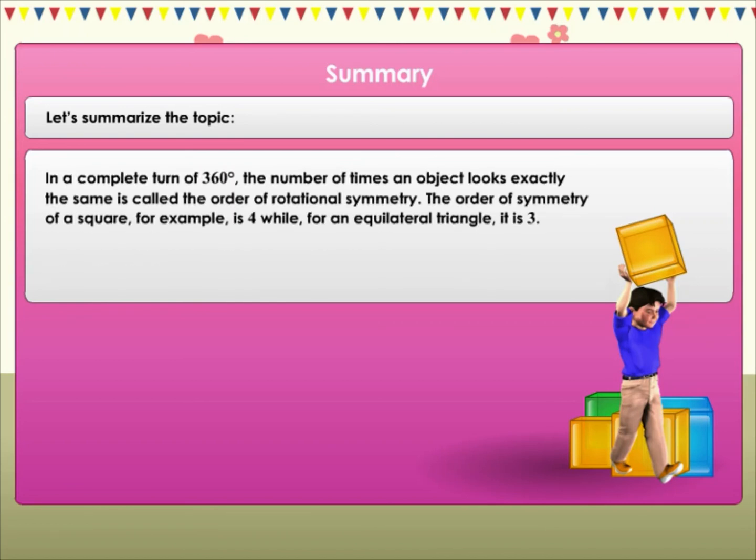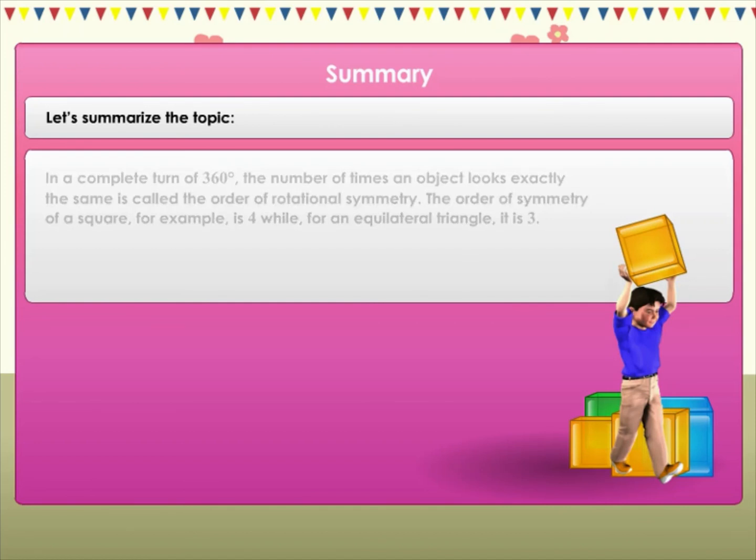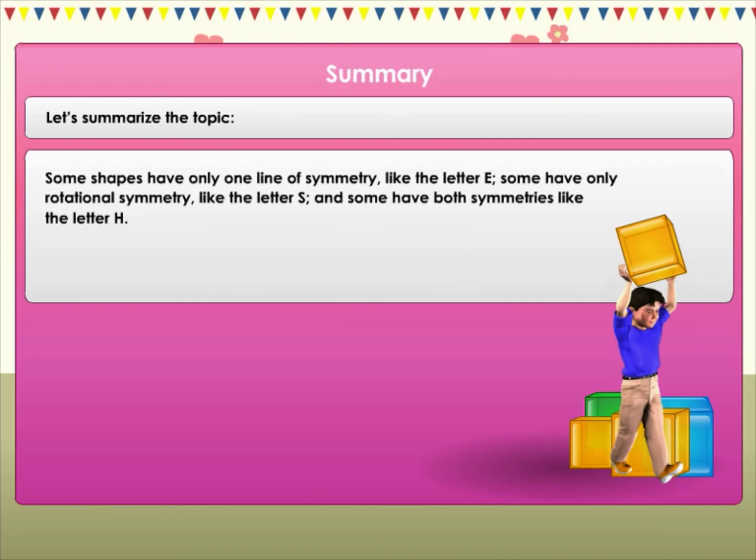In a complete turn of 360 degrees, the number of times an object looks exactly the same is called the order of rotational symmetry. The order of symmetry of a square, for example, is 4, while for an equilateral triangle it is 3. Some shapes have only one line of symmetry, like the letter E. Some have only rotational symmetry, like the letter S, and some have both symmetries, like the letter H.